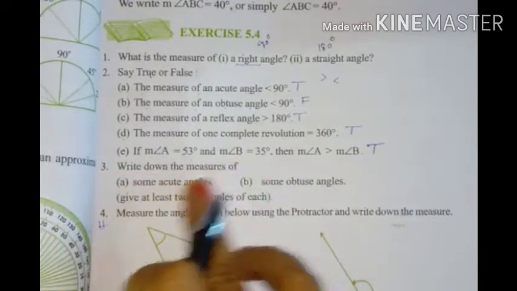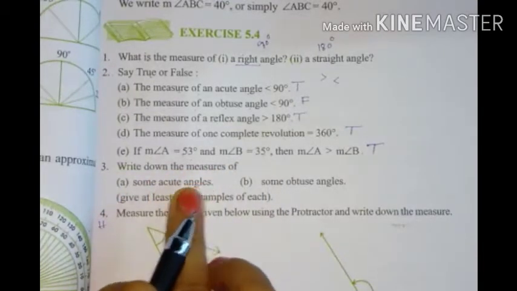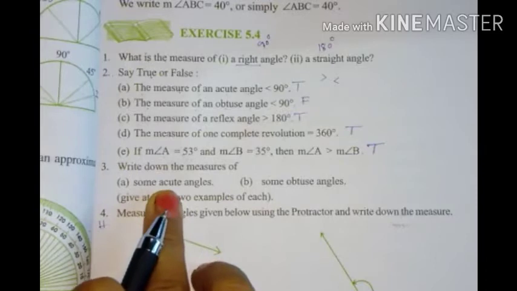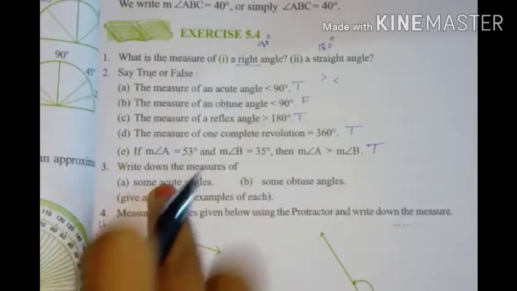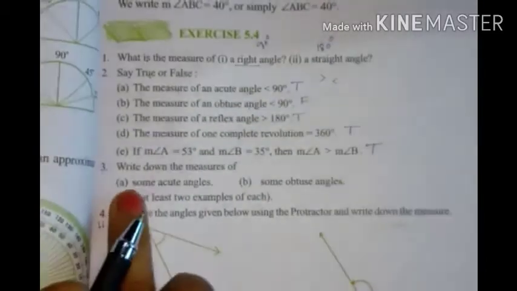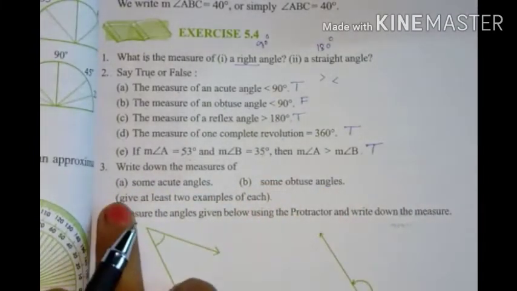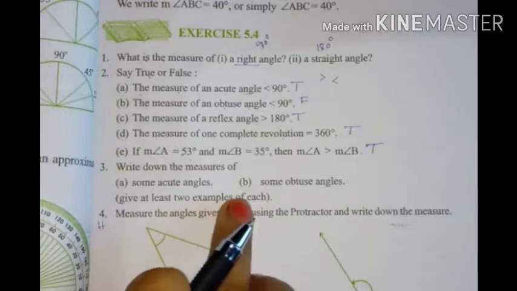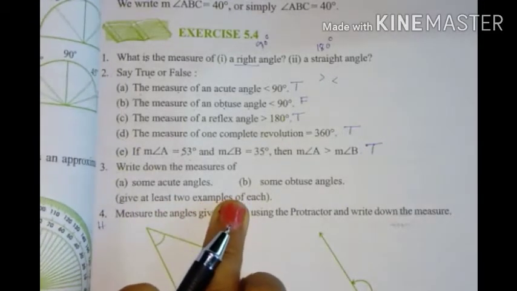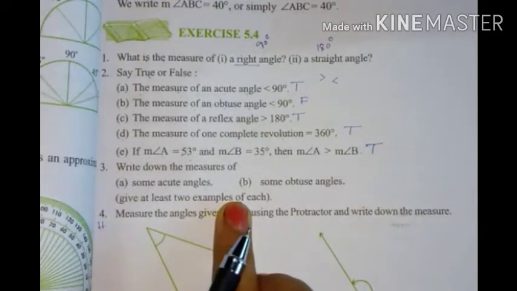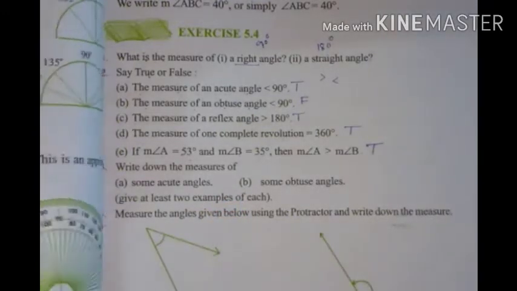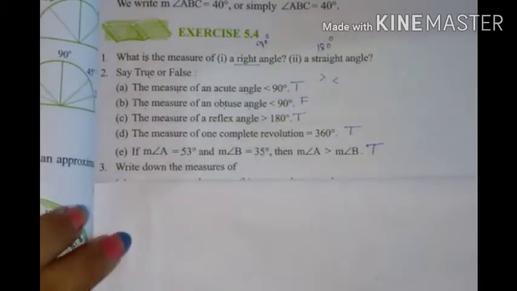Now come to question number 3. Write down the measure of some acute angles. Shall I write this answer or do you know? Some acute angles you have to write and some obtuse angles, and give at least 2 examples of each. You can write any angles. No need of drawing the angles, we just have to write the measure.